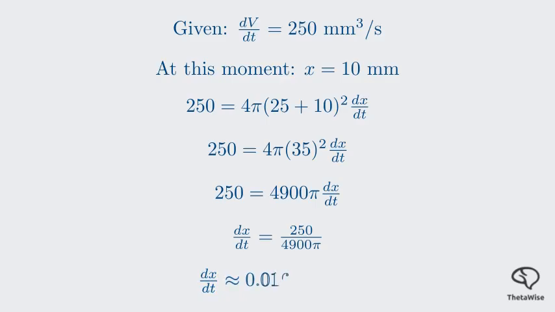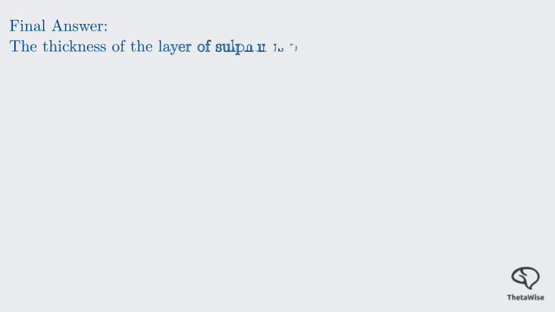Since x is a length in millimeters and t is time in seconds, the units for dx/dt are millimeters per second. So let's write our final answer clearly. The rate at which the thickness of the sulfur layer is increasing, at the instant it is 10 millimeters thick, is approximately 0.0162 millimeters per second.